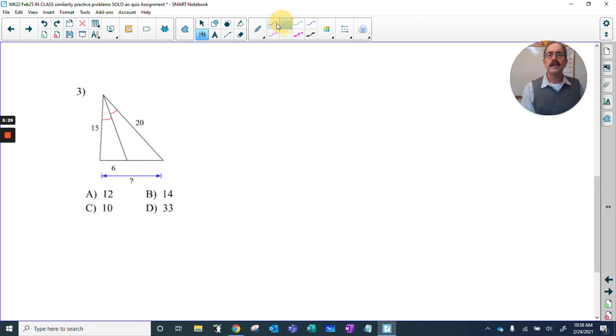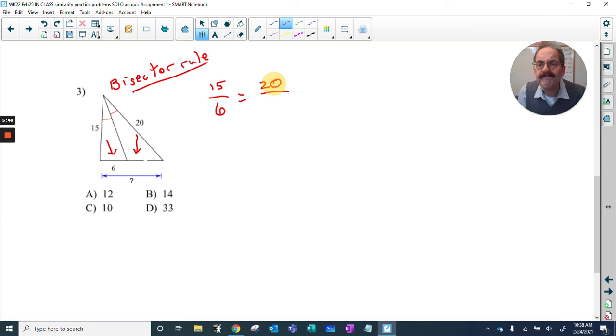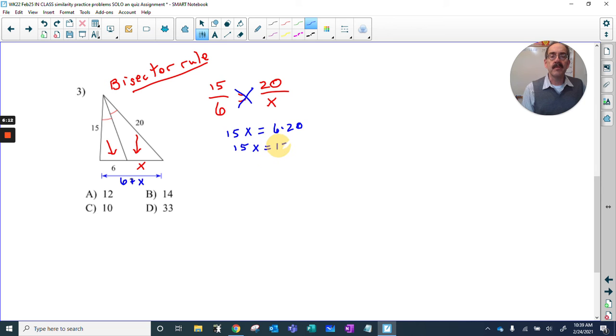All right. So this represents the bisector rule. Anytime we bisect, we know that's in proportion and that's in proportion. We have similar triangles. So 15 goes to the 6 as 20 goes to, let's put a little x right there. And then when we come back to solve, this is going to be 6 plus the x. So we cross multiply, and we get 15 x's is equal to 6 times 20. 15 x's equals 120. The opposite of multiply is divide, and x is 8.